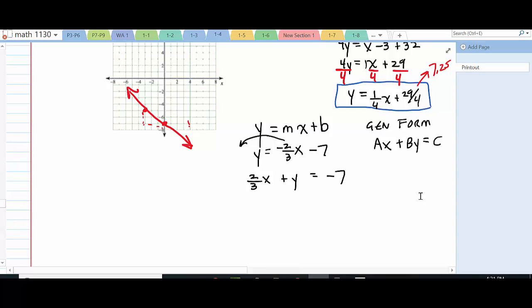Get rid of the fraction. How do you do that? Multiply by 3, right. Okay, good. So let's take both sides and multiply by 3. Then we'll have our answer.